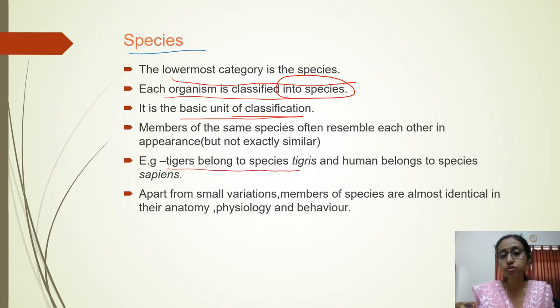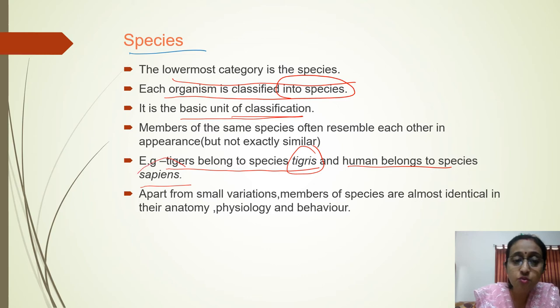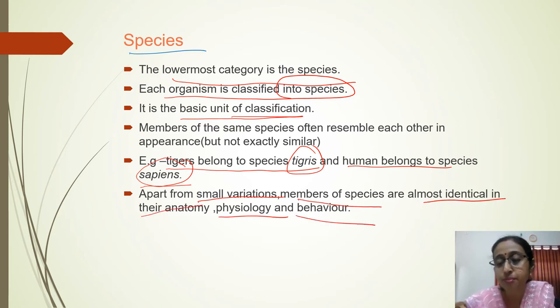Like tigers belong to the species tigris and humans belong to the species sapiens. So these are the species. Tigris is the species, whereas in humans, sapiens is the species name. Now, apart from small variations, members of a species are almost identical in their anatomy, physiology and behavior.